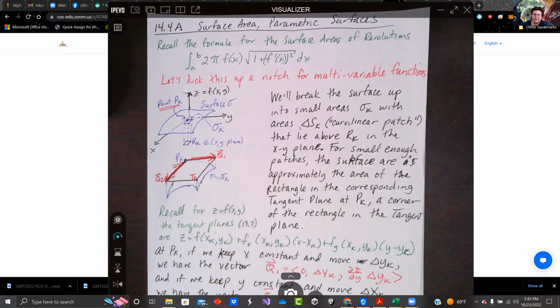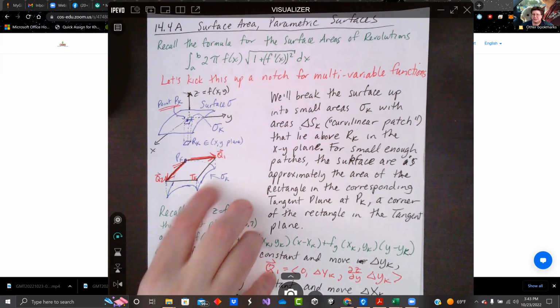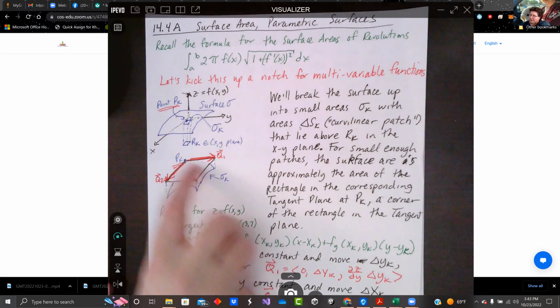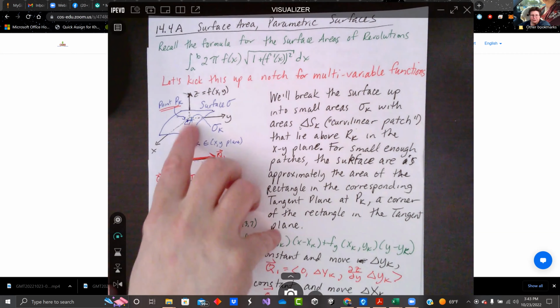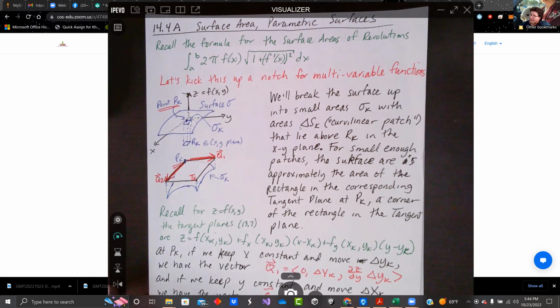So it turns out we can approximate. We did this with tangent planes earlier, doing a linear approximation. We can approximate the surface area of delta sk using the rectangle that corresponds to the tangent plane at a point. So we're going to pick a point, Pk. It's going to be one of the corners of the rectangles. You can see that here. It's the corner of the rectangle on the surface patch, or the curvy linear patch.